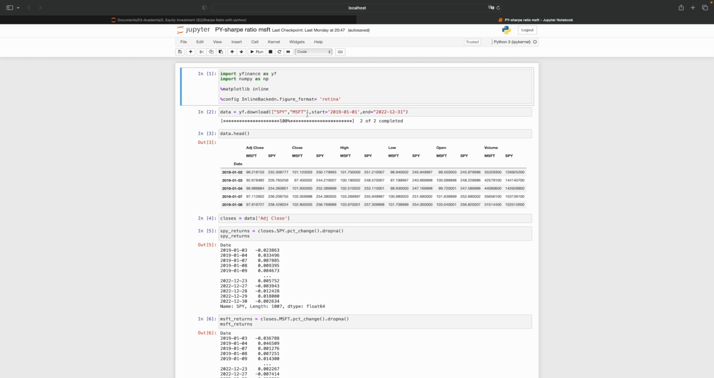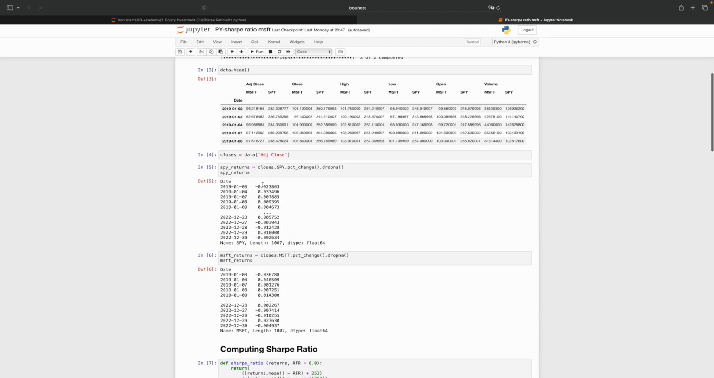We will be working with data from 1st of January 2019 to 31st December 2022. And here is a glimpse of the first 5 rows of the data. For calculation, we will only need the adjusted close data. And here, we will calculate the daily return using the below function. Here is the daily return for SP 500 and here is the daily return for Microsoft.